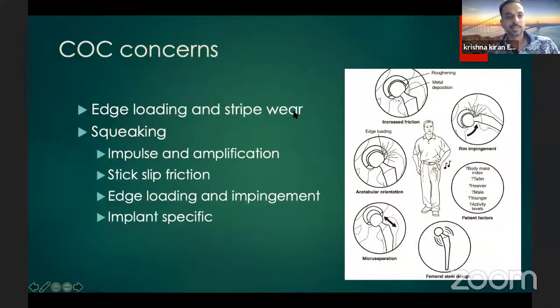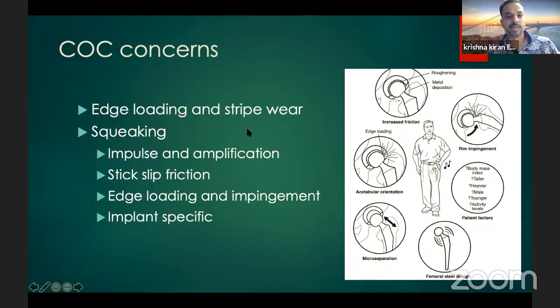But there are certain concerns with ceramic on ceramic. All hips undergo some amount of edge loading and micro separation, which happens normally during the swing phase of the gait. And the hard-on-hard bearings, especially the ceramic on ceramic, are particularly susceptible to edge loading and stripe wear. And this happens with suboptimal component positioning and inadequate assembly of the components.